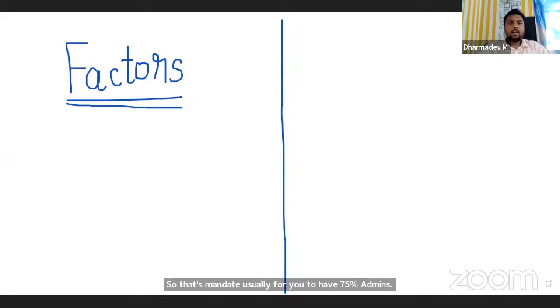Okay, can anyone tell me quickly what are these factors? Anything you have learned or heard about factors? Obviously, I'll be giving you some numbers to work with factors.